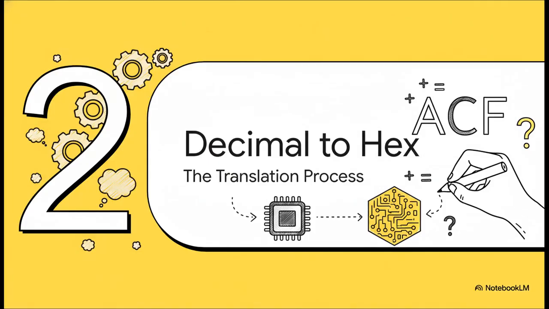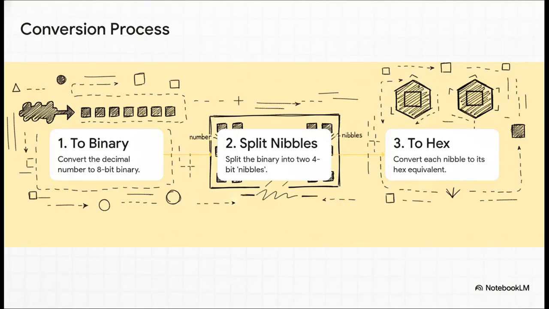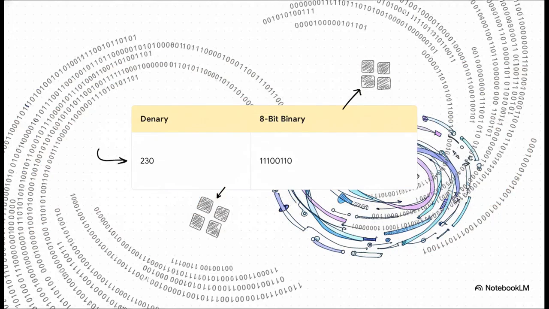Okay, so we know the alphabet now. Let's learn how to actually translate this stuff. How do we take a regular number that we use every day and turn it into hexadecimal? Believe it or not, it's a pretty straightforward 3-step process. First, we're going to go from our regular number to binary. Then we split that binary code right in half. And finally, we translate each of those halves into its hexadecimal character. Let's just walk through an example. It'll make perfect sense.